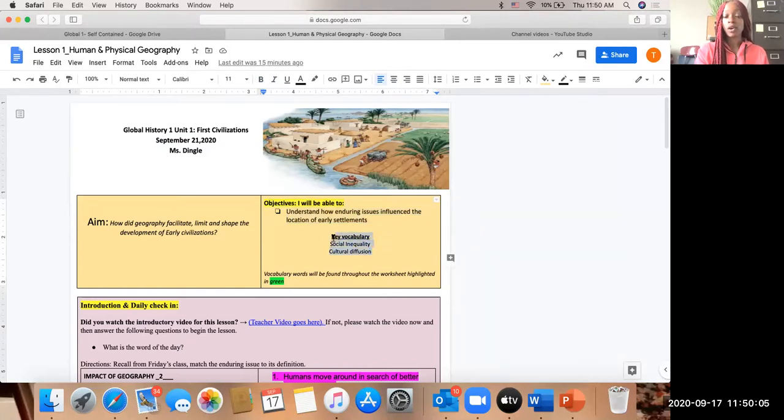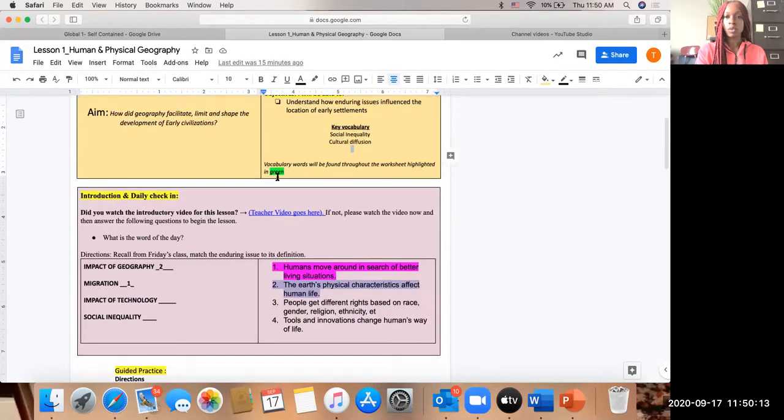And the vocabulary words that are going to be embedded or infused in this lesson are social inequality and cultural diffusion. Okay, so when those words appear, they will be highlighted in green throughout the lesson.